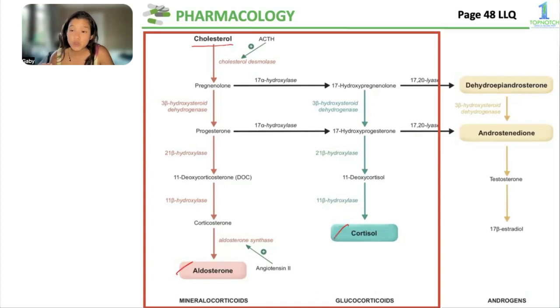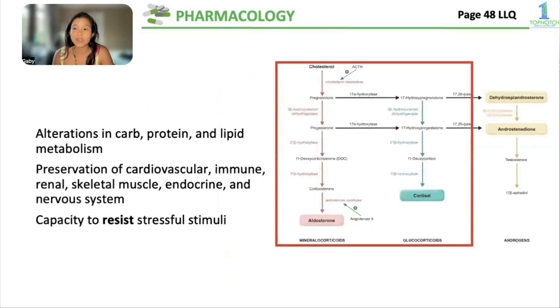So patients with adrenal insufficiency, for example, need supplementation of both mineralocorticoids and glucocorticoids. Why is that?